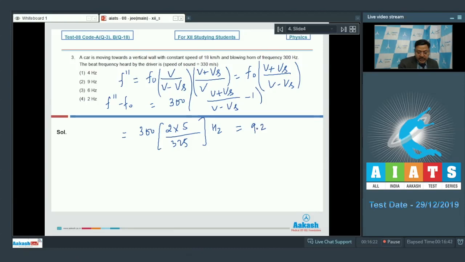So among the options, it best matches with option 2. So we take option 2 as the correct option for question 3. Let's move on to the next question now.